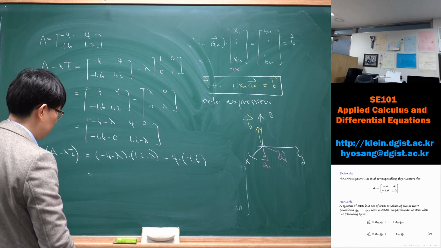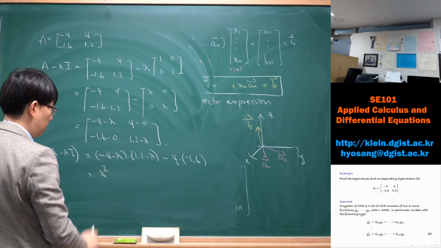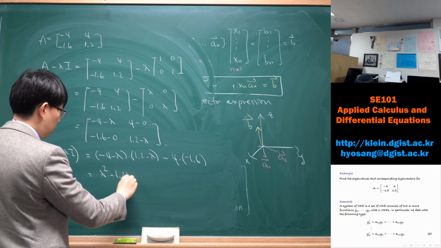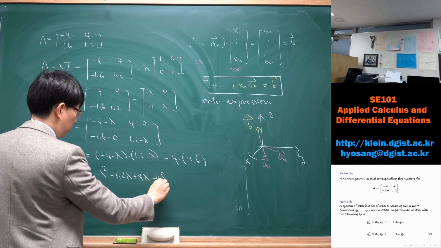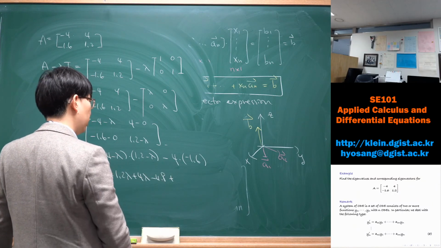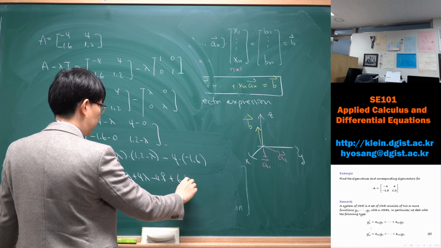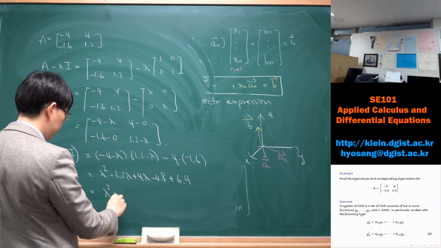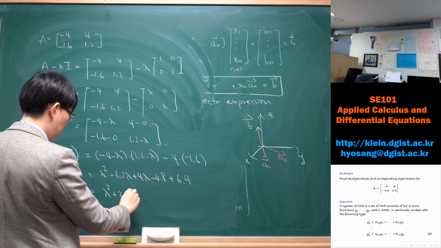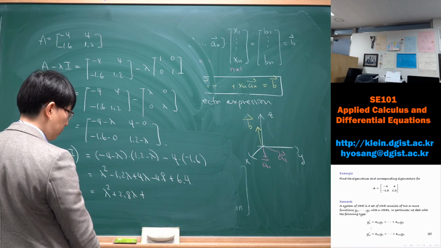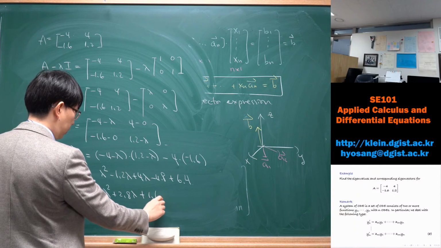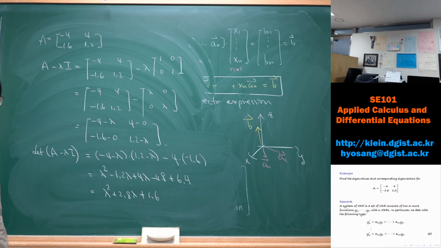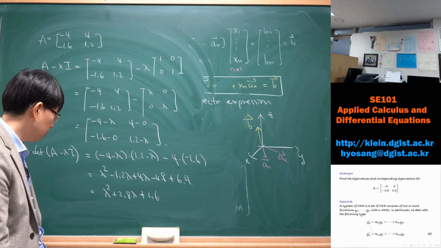So here's the lambda square, and here's minus 1.2 lambda plus 4 lambda minus 4.8 plus 6.4, right? So this is lambda square plus 2.8 lambda plus 1.6. I hope my calculation is right because this is a recorded lecture. If it's wrong, no one can help me.